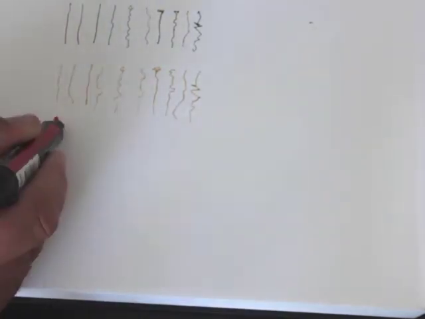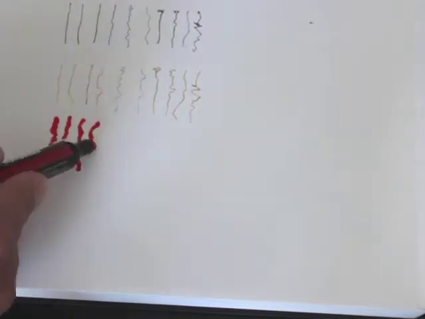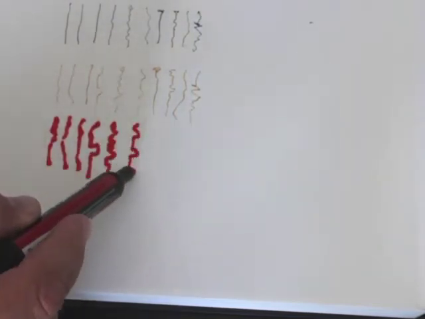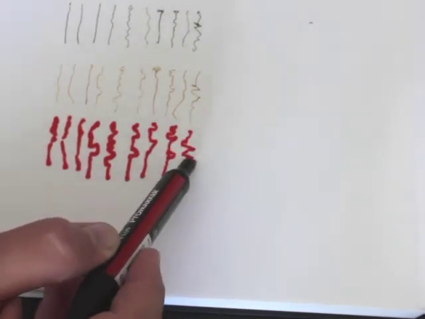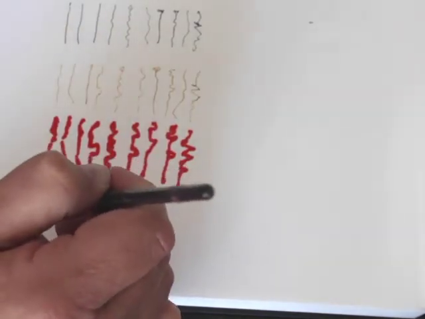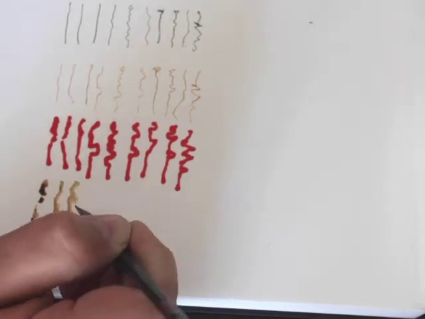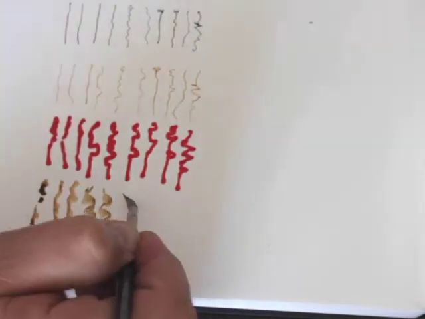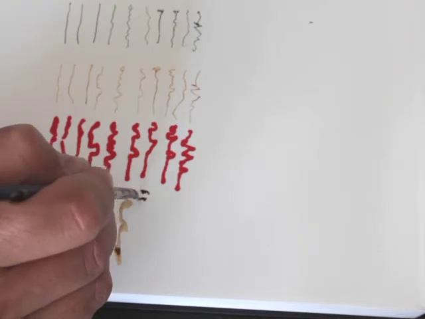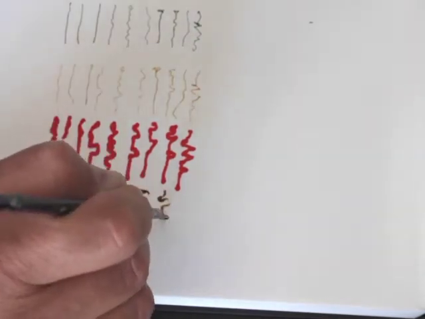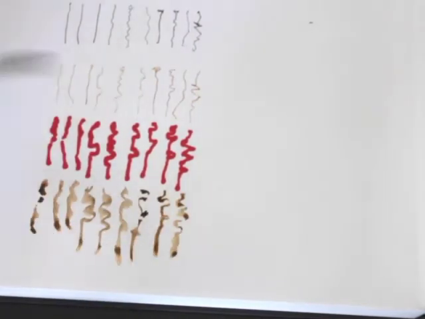Now do the same again, changing implements one more time. And now draw the last line that you've just drawn.